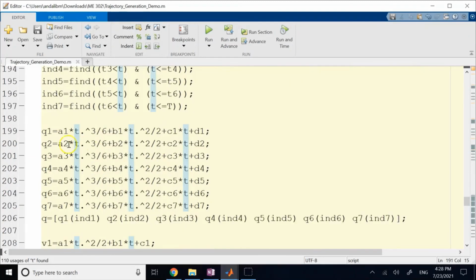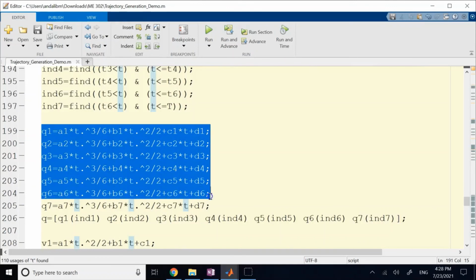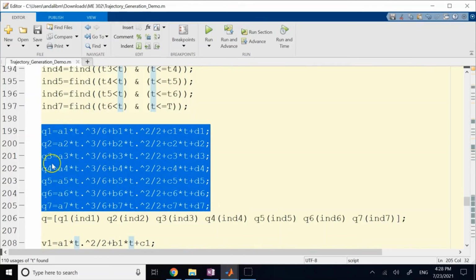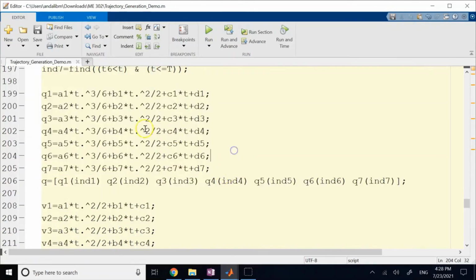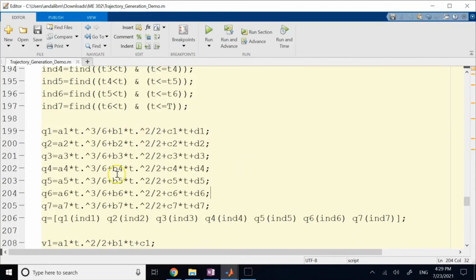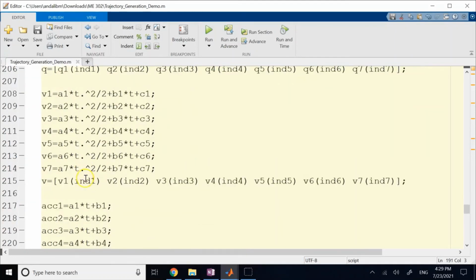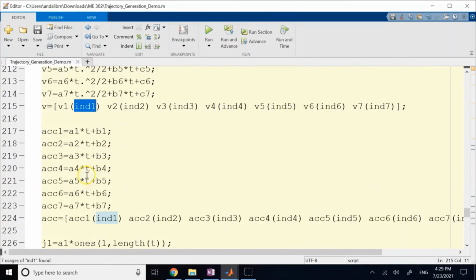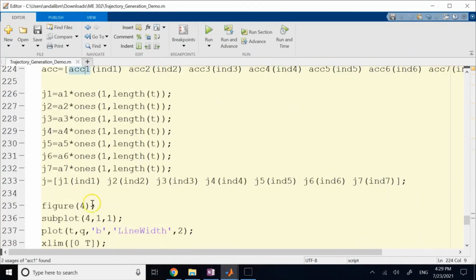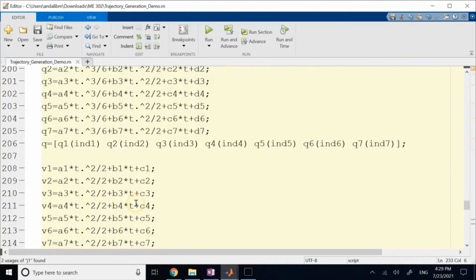And then when I form my Q's based on those cubic formulas, where some of the coefficients are 0, then because I have those indexes, I can limit the data in Q1 to only the Q1 where T falls in this region. So I say Q1 of index 1. The same thing I do for velocity, for acceleration, and for jerk.